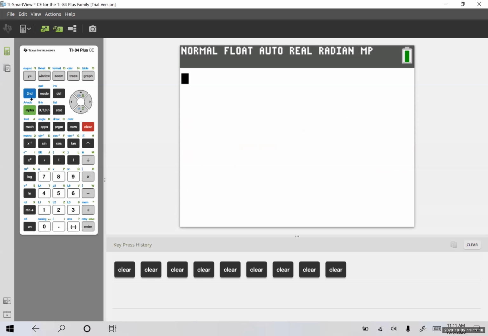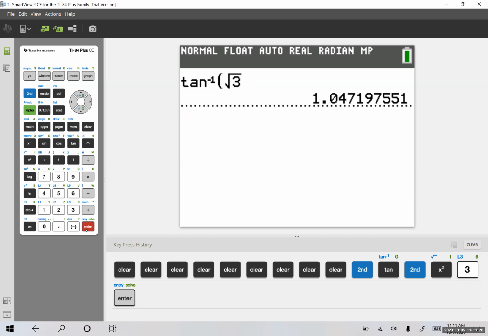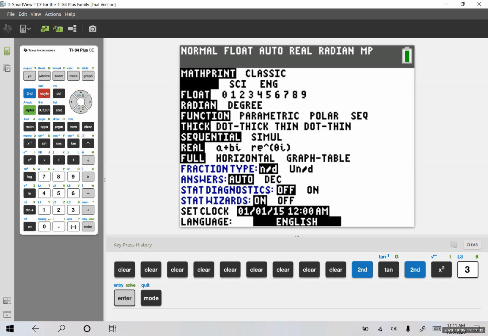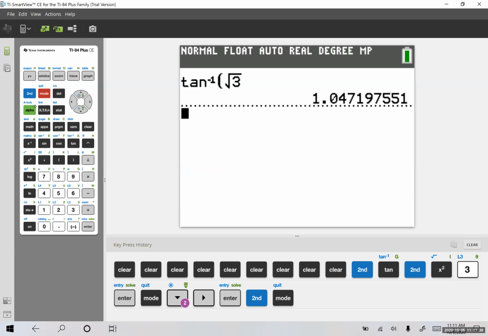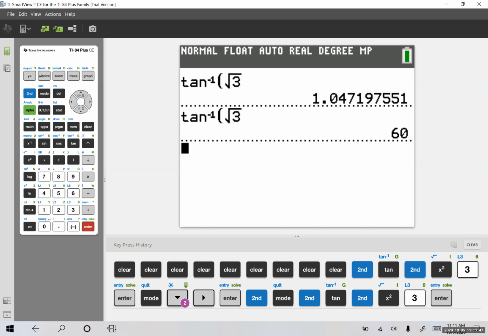Okay, so we could do second function arctan, and then it could be second function square root 3. Okay, so what if we wanted it in degrees, right? So we could go into mode. Right now it's in radians, so let's go to degrees. We're pretty sure we have the idea of where it's at, but let's just double check. Second arctan of second function square root 3. And we get 60 degrees, okay?